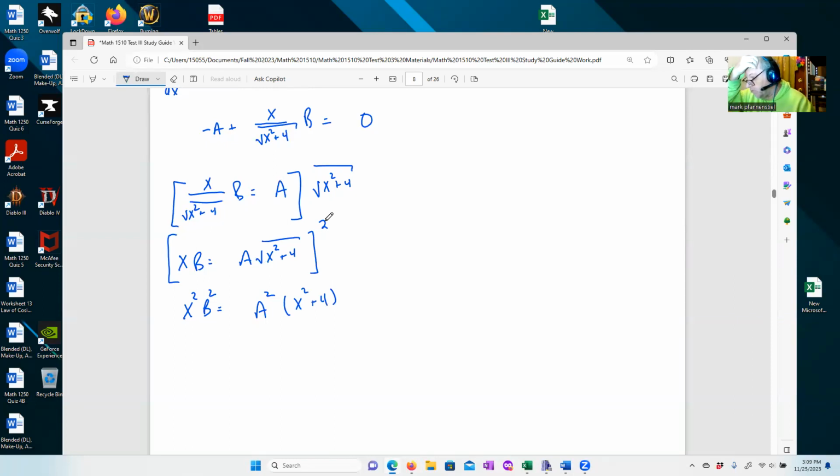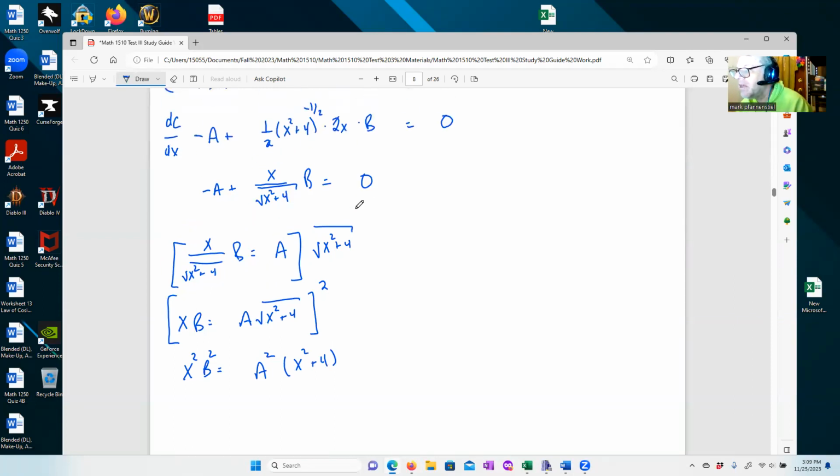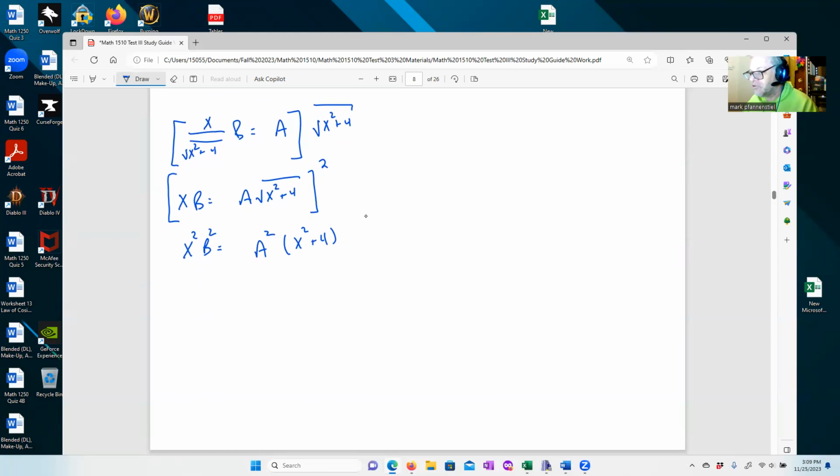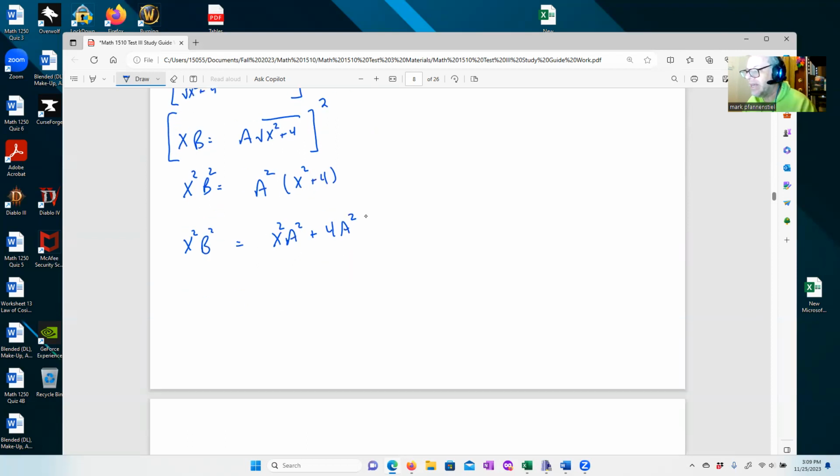Now we can go on and do just regular algebra here. So what we're going to do next is distribute. So we're going to have x squared b squared is equal to x squared a squared, just multiplying through, plus 4a squared. Okay, let's go ahead and subtract, because we're solving for x. So this is the goal, we want to get x by itself. So we're going to have x squared b squared minus x squared a squared is equal to 4a squared.